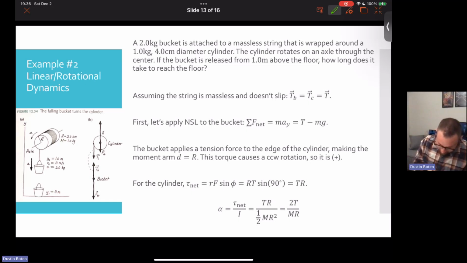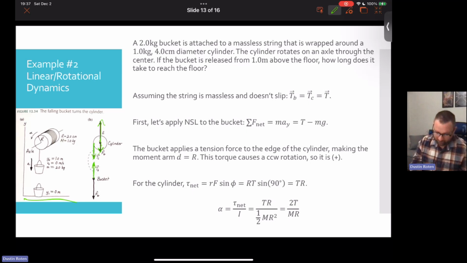Here's my setup. I've got a picture drawn, and then something a little more technical: essentially a free body diagram with all the forces acting on this thing. We have the cylinder, with the normal force up and gravity down. Those cancel out because the cylinder is not moving. Then we also have tension on the edge, which is causing that rotation. And of course, tension is also on the bucket pulling up.